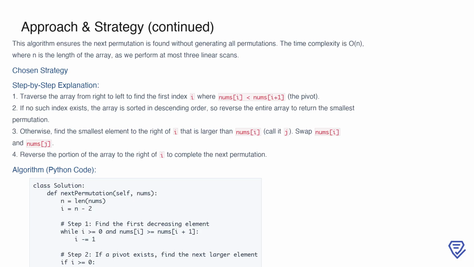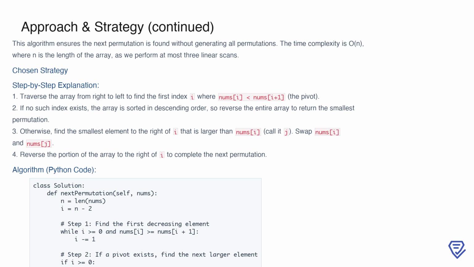Once we find j, we swap nums[i] and nums[j]. Lastly, the portion of the array to the right of i is reversed to ensure the result is the next lexicographical permutation. This algorithm is efficient because it involves up to 3 linear scans of the array: finding the pivot, locating the smallest larger element, and reversing the suffix.